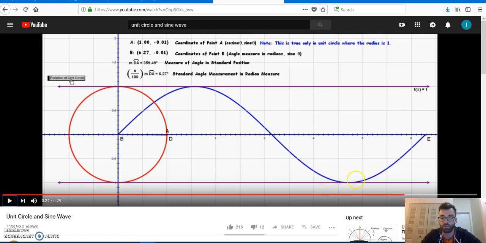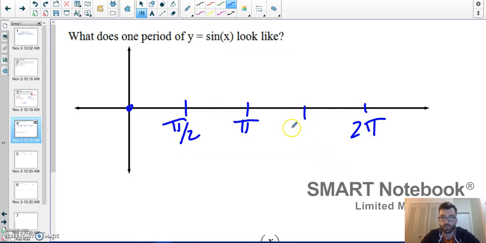Went down to negative 1 at 4.71, which was 3 pi over 2. And we know that our period takes 2 pi. Okay. So we also know that our range was from negative 1 to 1. Okay. So that means our graph is going to look something like this.